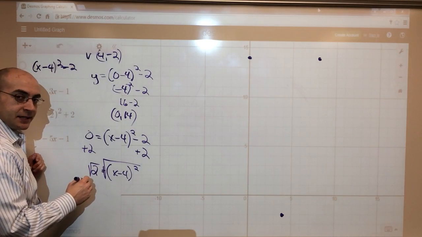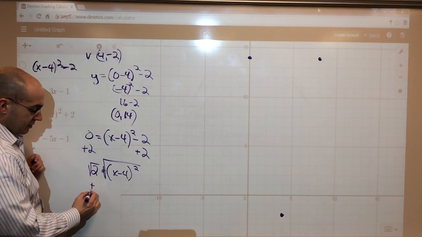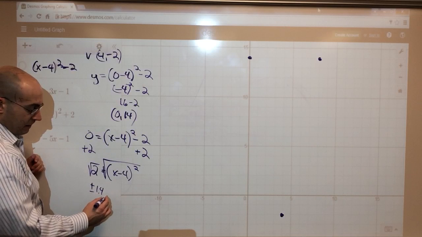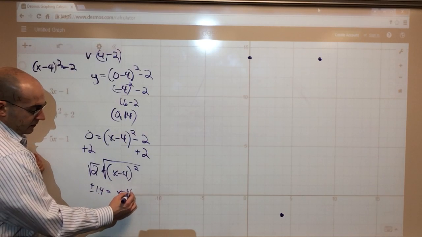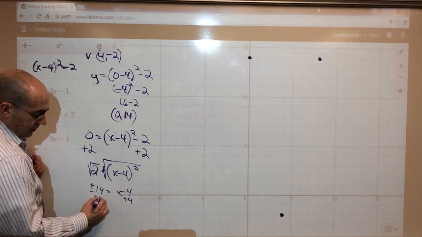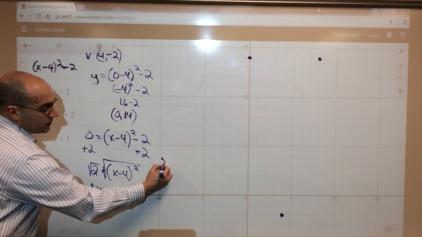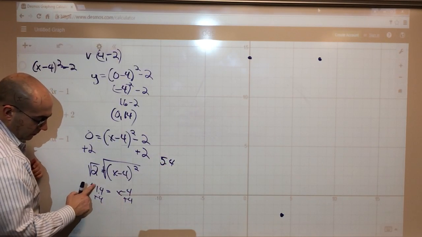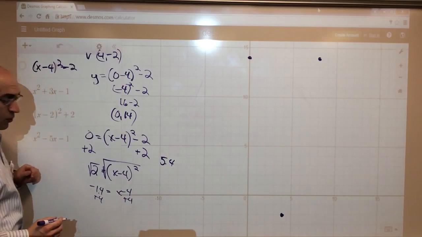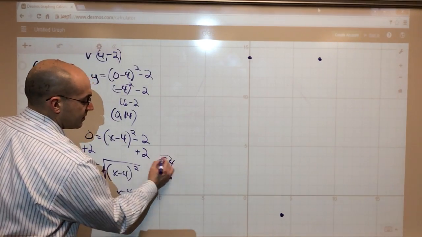Give me the tenths place because it's going to be easier for you. So this is going to be plus or minus, let's just do 1.4, and that's going to equal x minus 4. So add 4 to both sides. Okay? Let's do the plus version first. 5.4 is my first x-intercept. And let's do the minus next. 2.6. So these are my two x-intercepts.